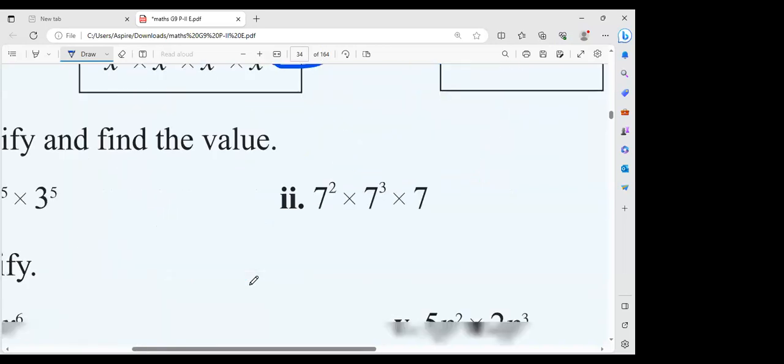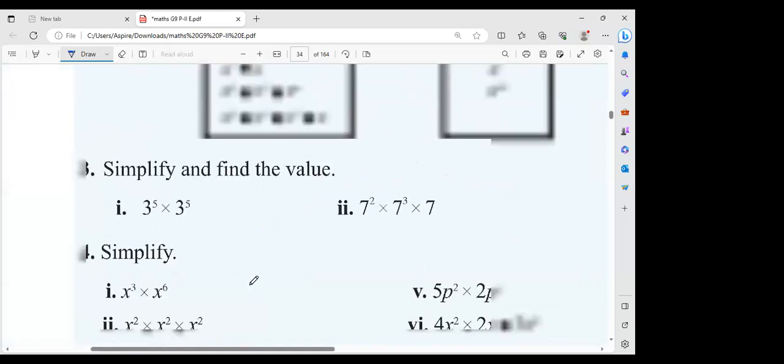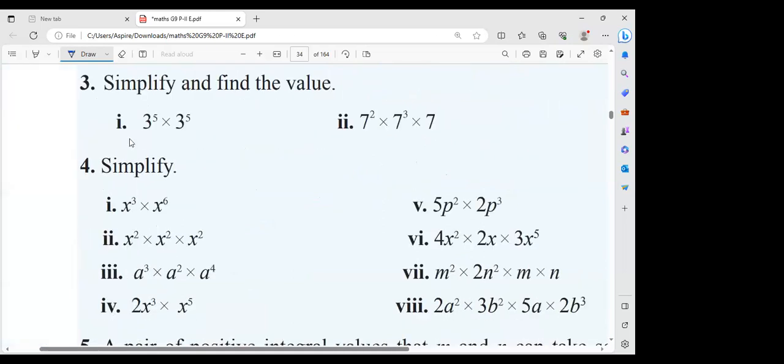No? Okay. Simplify and find the value. When it says simplify and find the value, now here these two are powers with the same bases, no? Then what do we do? We add the indices. It is 3 to the power of 10. Now, when you have to find the value, you have to multiply 3 repeatedly 10 times. Okay, you can do that.